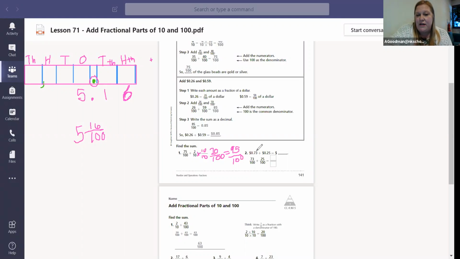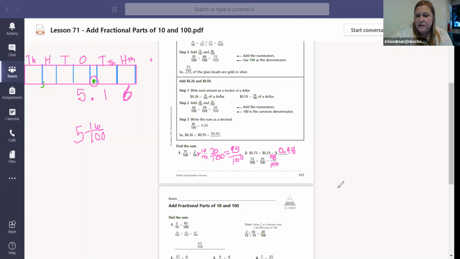Now for this one, we took the money and they switched it for you. 73 cents is the same as 73 hundredths of a dollar. 25 cents is the same as 25 hundredths of a dollar. And we are going to add together just the numerators. 73 plus 25 is 98. Oh, these boxes are tiny. 98 hundredths, which is the same as, watch this, 0 and decimal point, 98 cents.